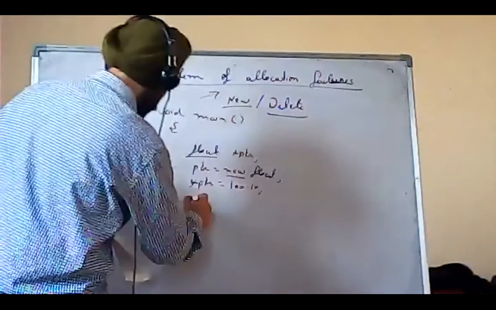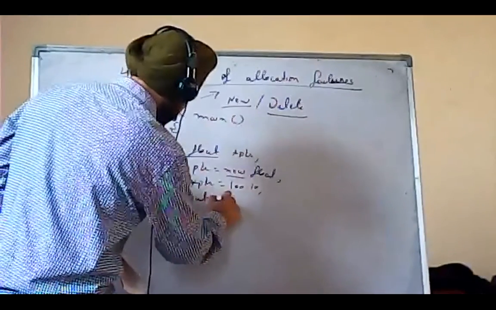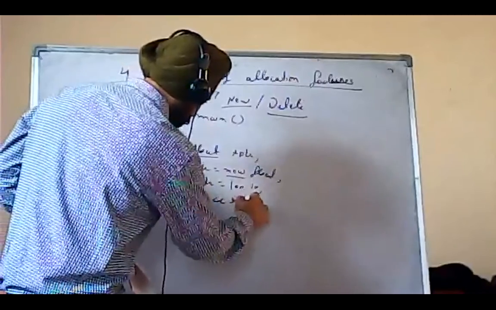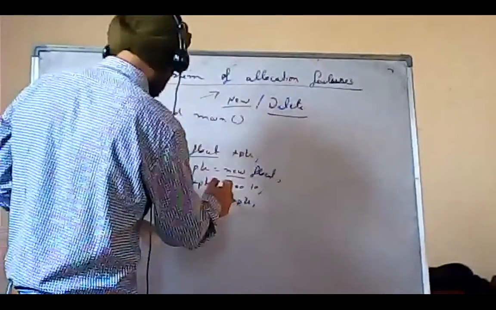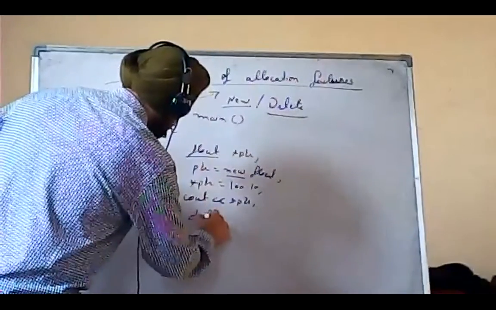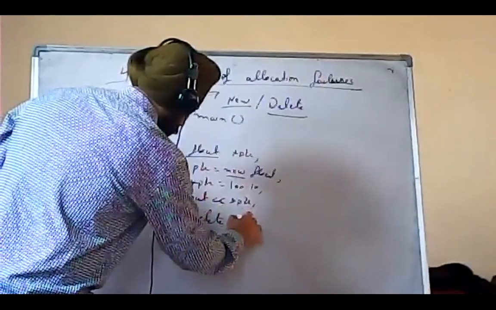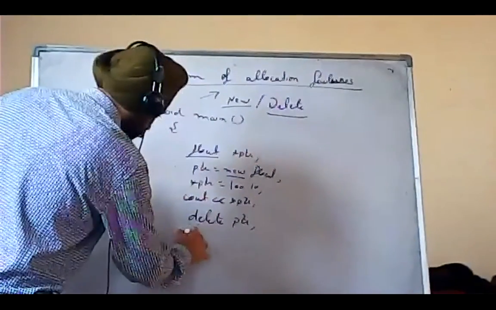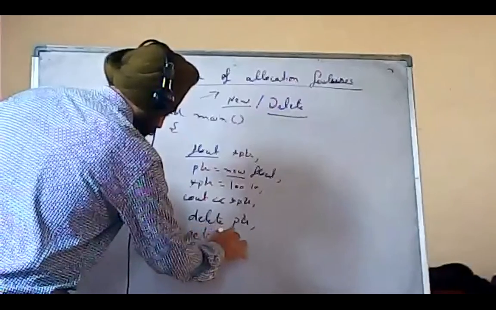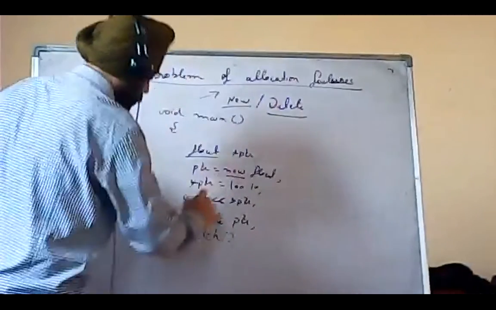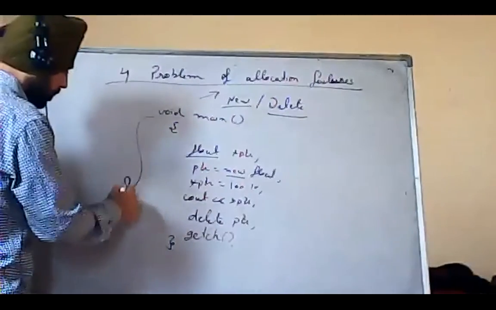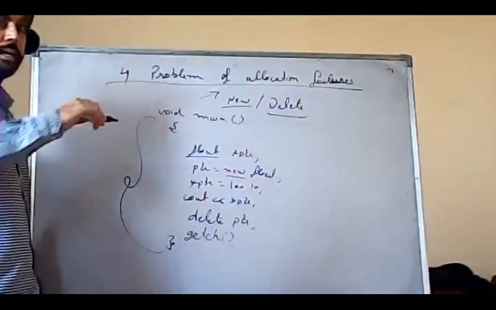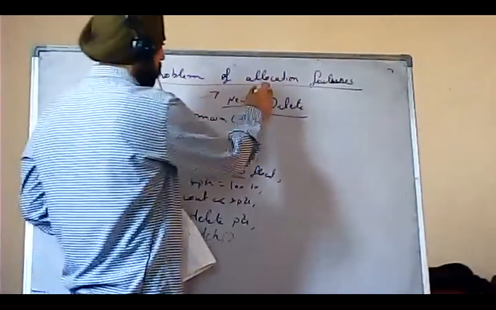How can we print the value? Same way, the pointer value. Then after that we have to use the delete operator. So here we use delete ptr and getch for holding the output screen, and now close the compound statement. So this is a program for allocation failure.